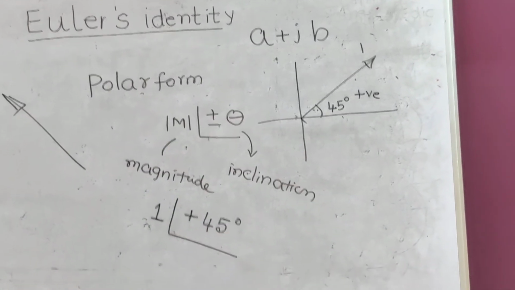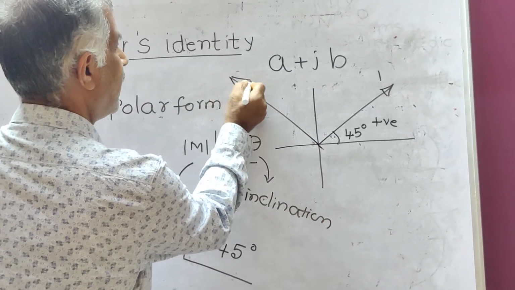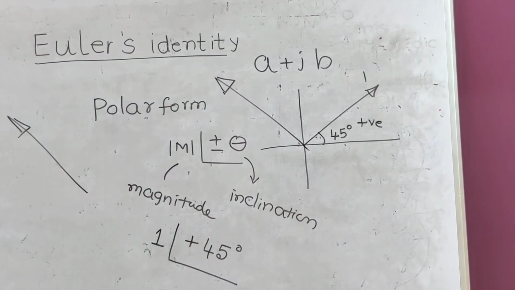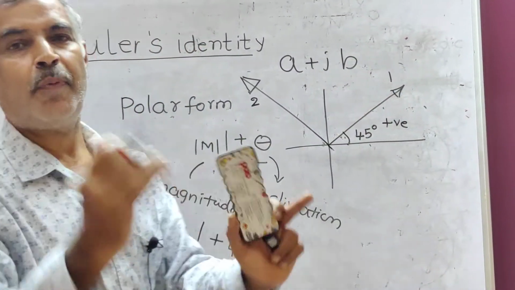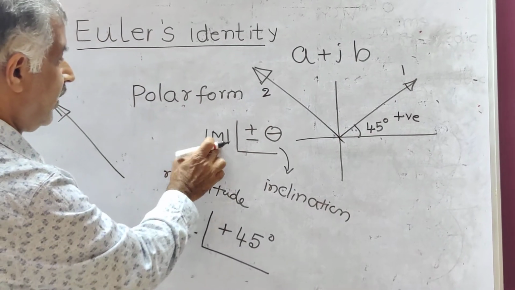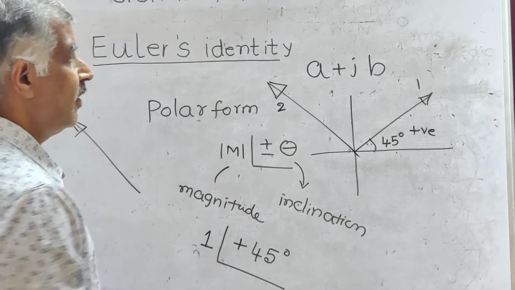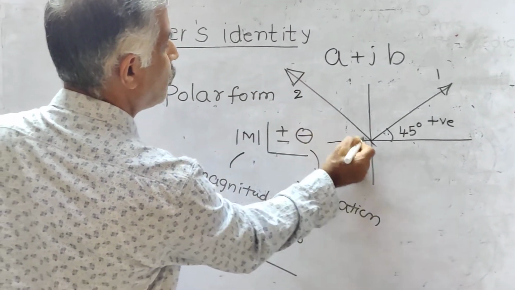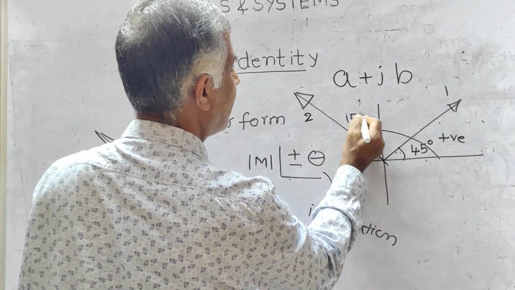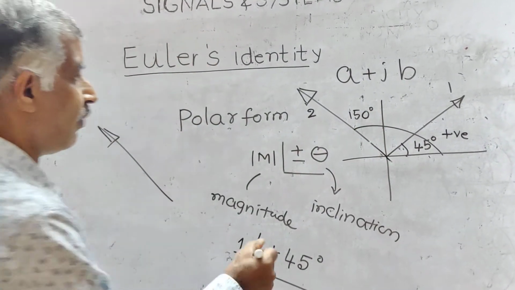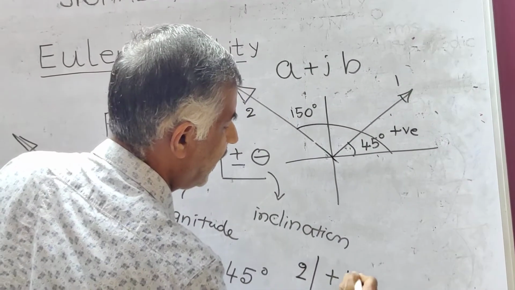For example, if the vector is represented like this, magnitude 2. Now this magnitude is always positive. That is why here it is shown with mod sign. This sign is called the mod sign. So here, if the magnitude is 2, length is 2, and if this is say 150 degrees, then we have to write it as 2 at an angle plus 150 degrees.